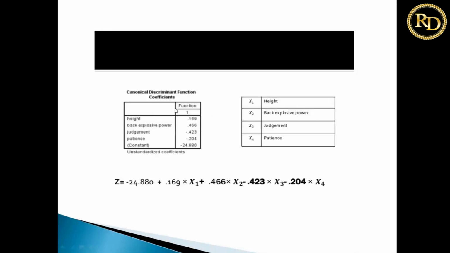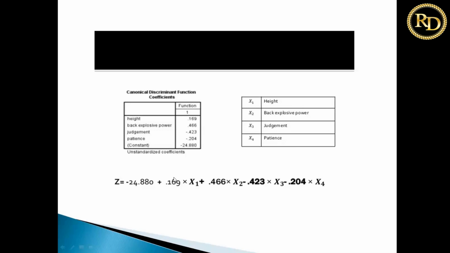These are the observations which we have discussed. This is the constant, which is known as the intercept. And x1 is height, x2 is back explosive power, x3 is judgment, and x4 is patience. On the basis of these, we have the linear combination. Since some are negative, we have minus for those, and this is positive, so plus, and these two values are positive.